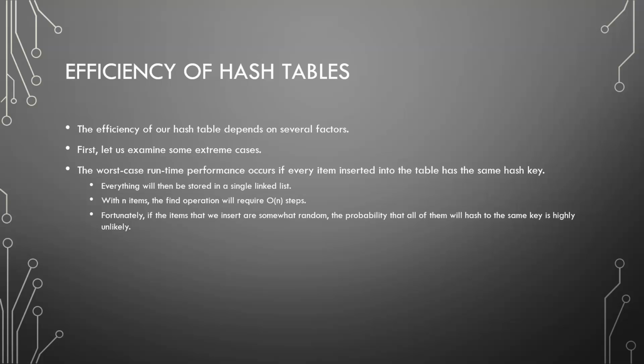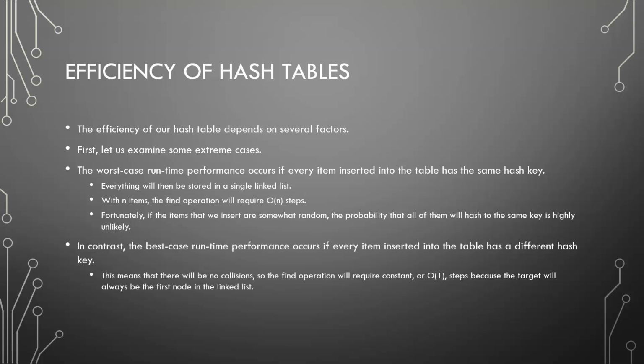Now, the worst case runtime occurs if every item inserted in the table has the same hash key. So pretty much, if everything was stacked up at index 2, where everything came back as 2, well, everything's going to be stored then in a single linked list, which of course now it's got to go through that whole list. And with n items, the operation is going to require big O of n steps. Fortunately, if the items we insert are somewhat random, then the probability that all of them will hash to the same key is pretty unlikely. You're ultimately going to end up with something that's scattered throughout, with linked lists of different sizes and stuff like that.